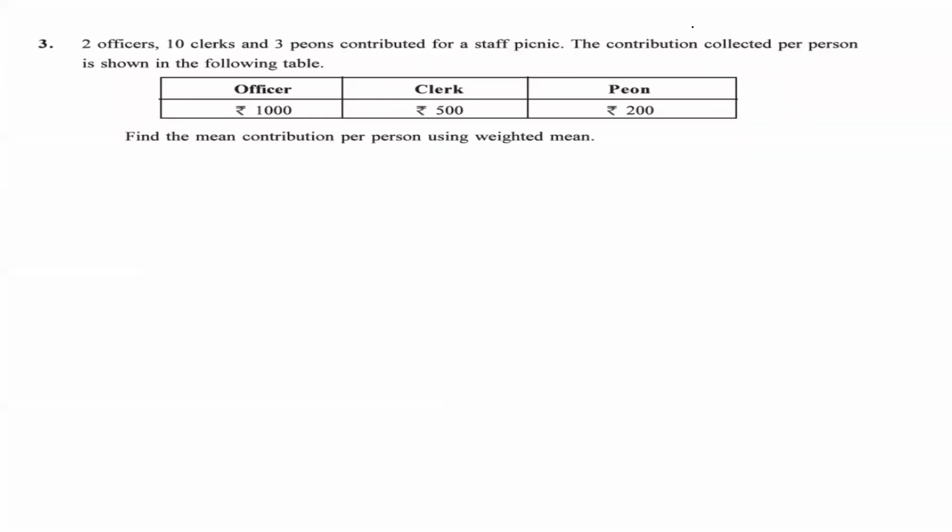Roll number 12, start reading, please. 2 officers, 10 clerks, and 3 peons contributed for a staff picnic. The contribution collected per person is shown in the following table. Here they say to find the mean contribution per person using weighted mean.